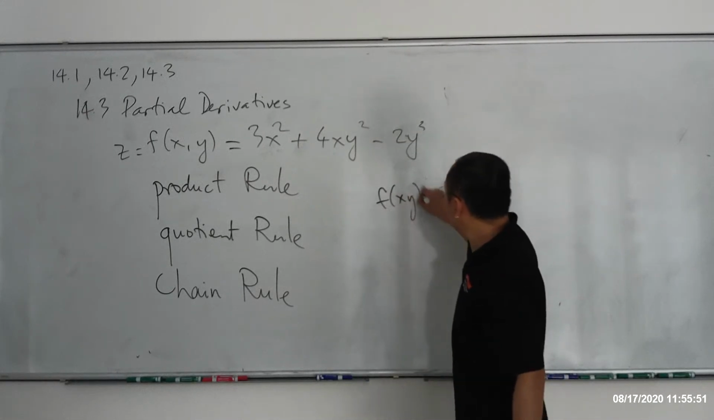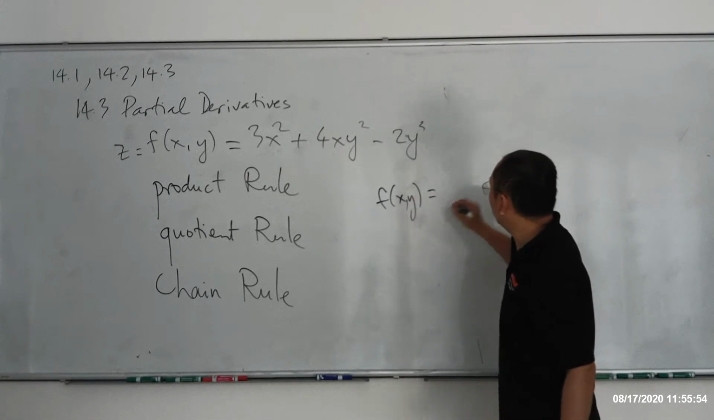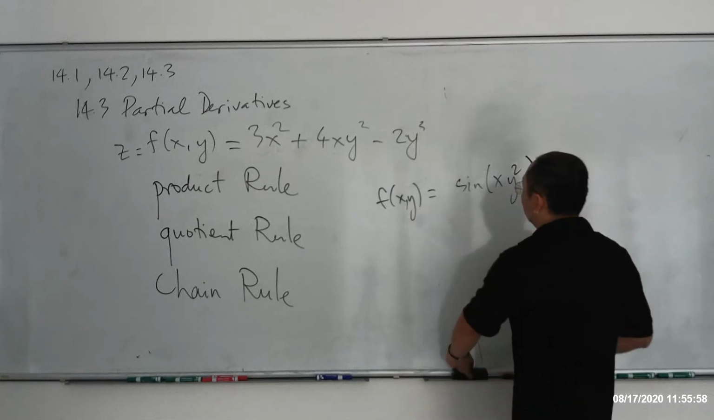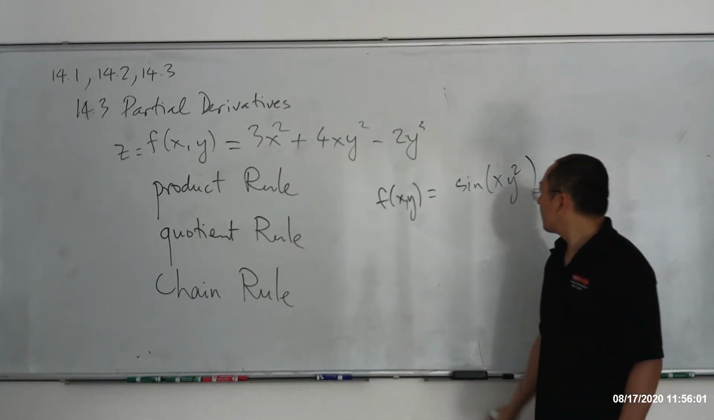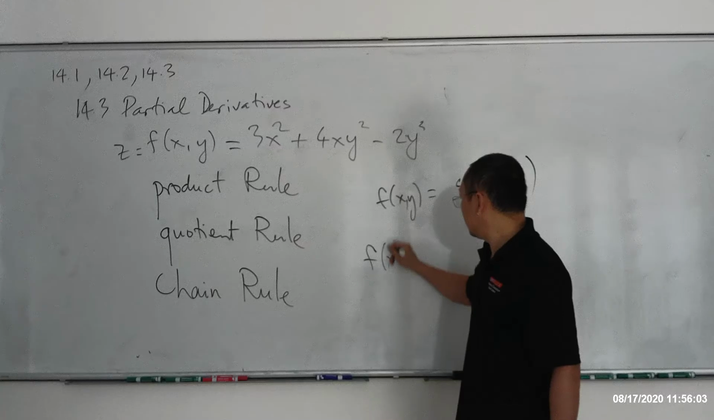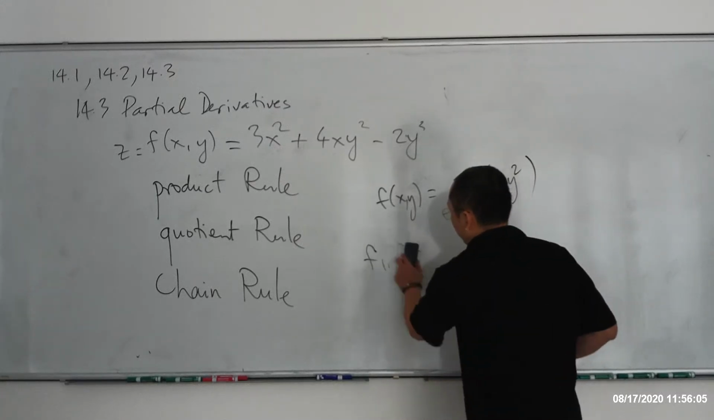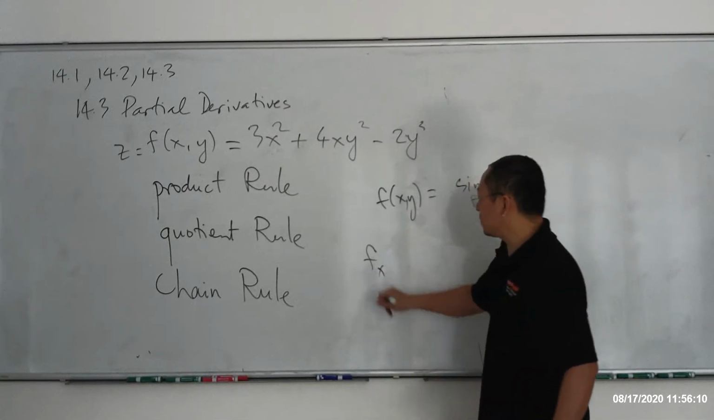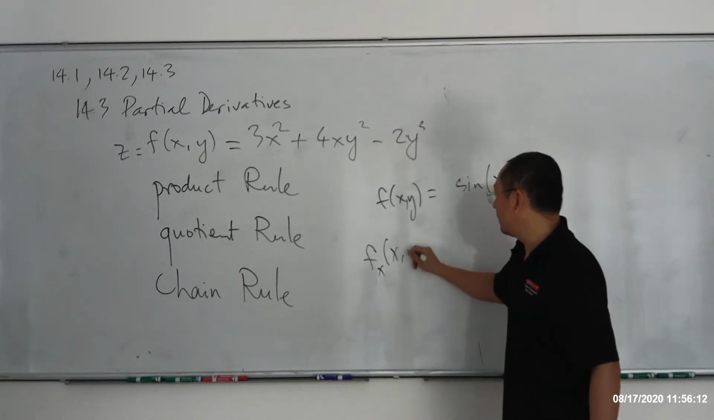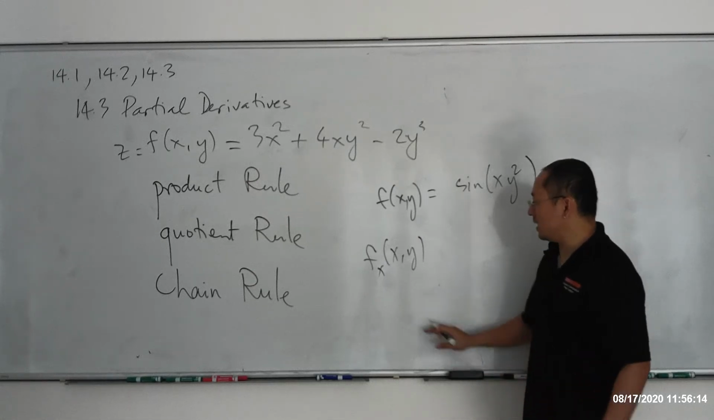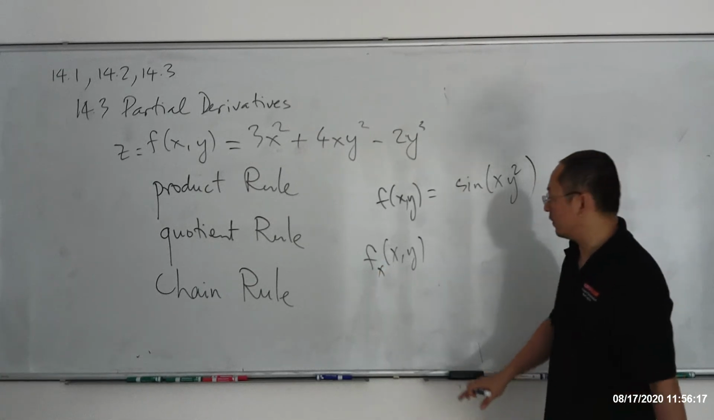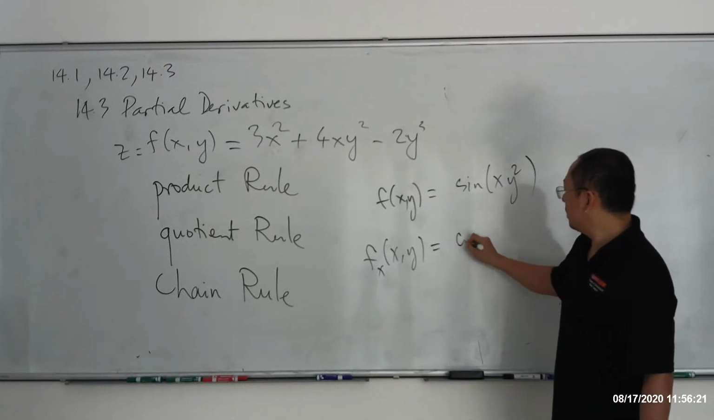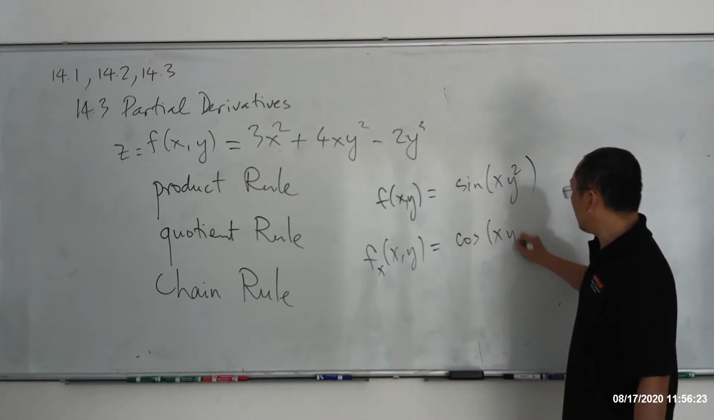Okay, f(x,y) equal to, how about sine of xy squared? So what is fx? Oop, I should not write it this way. We're getting lazy. Just write f sub x formally. People should write it this way. That indicates we are taking the partial derivative with respect to x. So the derivative of sine is going to be cosine of xy squared.